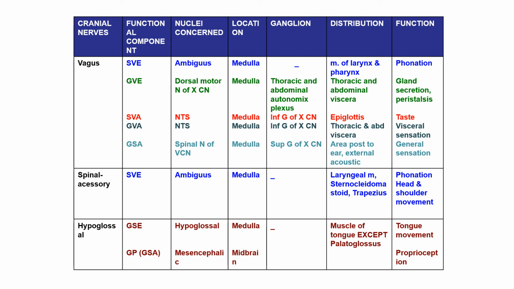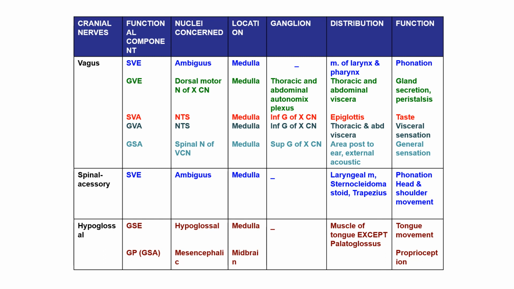So coming to the last cranial nerve, that is the hypoglossal nerve. It has two components. The first is the general somatic efferent. The nucleus concerned with this is the hypoglossal nucleus, which is located in the medulla. It is distributed to the muscles of the tongue except palatoglossus and helps in performing the tongue movement.